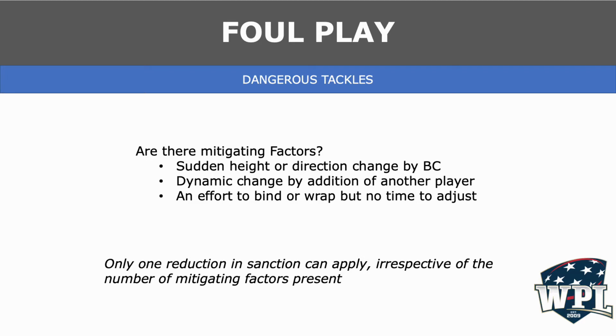The last thing the referee should consider before sanctioning is, are there any mitigating factors? So mitigating factors can be a sudden height or direction change by the ball carrier, the addition of another player to the tackler zone who impacts the tackle, and an effort to bind or wrap by the tackler but having no time to adjust. So remember, no matter how many mitigating factors there are, only one reduction in sanction will be applied.